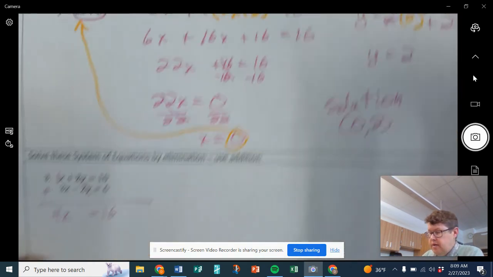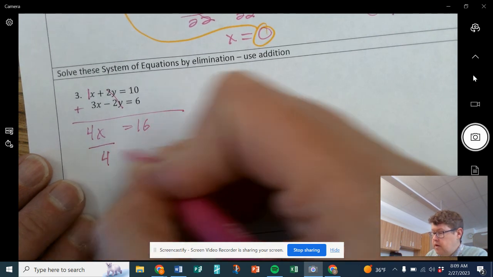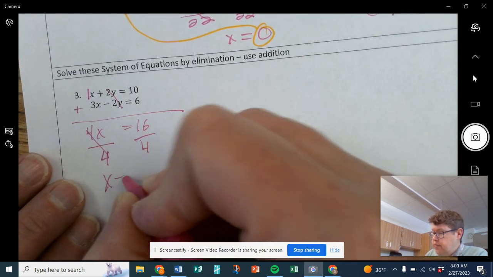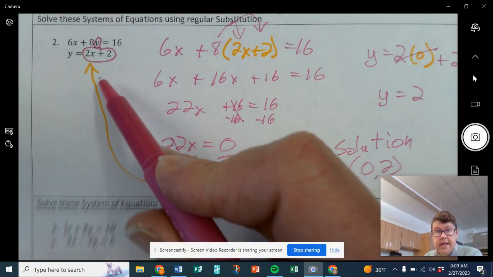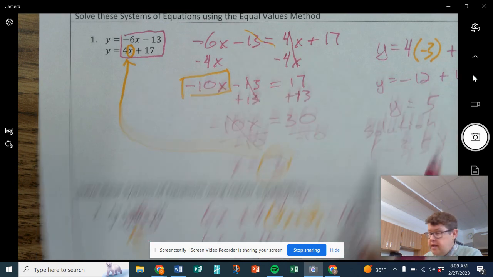And at this point, it goes directly back to this, right? Well, sorry, let's finish this off. We divide by 4 here, and we get x equals 4. Okay, so now we've got our x value. Now it goes back into when we're substituting it in, right? Okay, the exact same step.